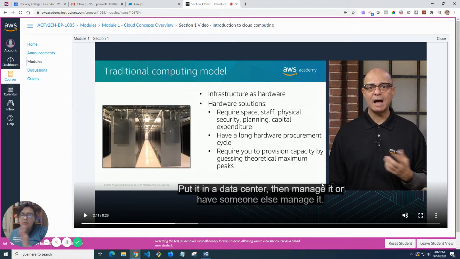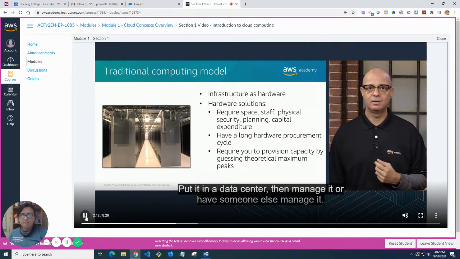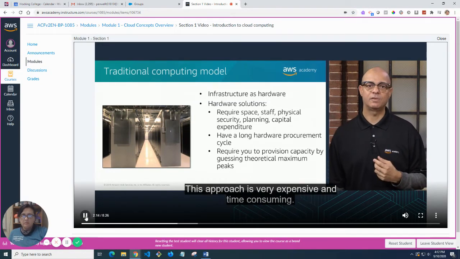So, but you have to worry about that. Then you have to pay for all of that, for that offsite location and housing and maintenance and everything else. So that's the traditional mindset of the traditional computing model. So let's go ahead and go on. Have someone else manage it. This approach is very expensive and time consuming.